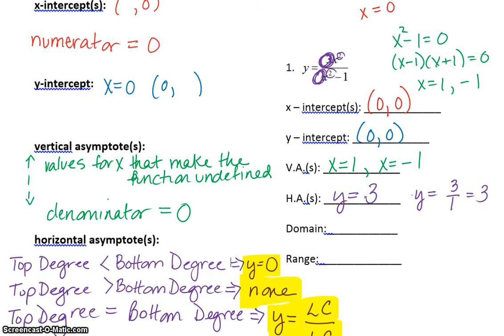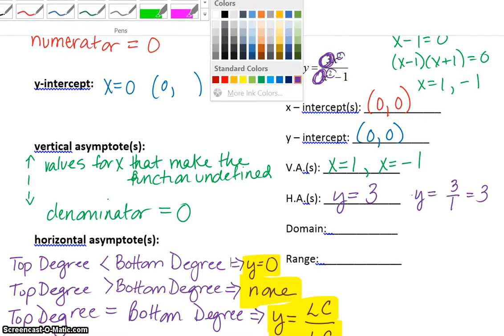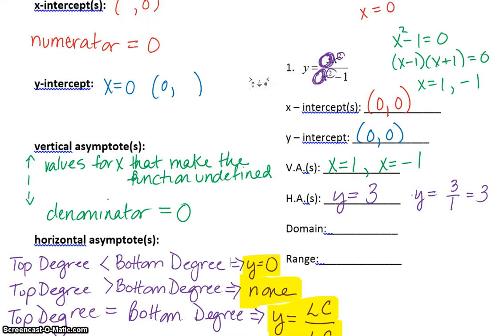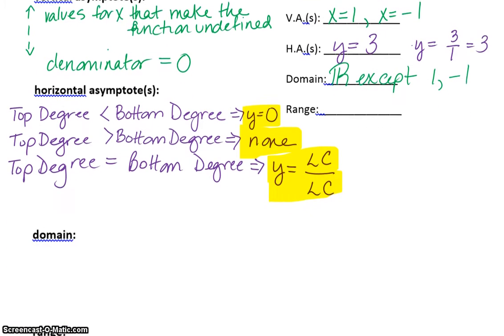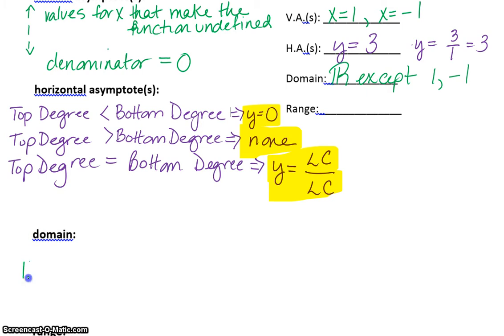Now the domain is always all reals except where x can't be. Okay? And where can't x be? X can't be where the vertical asymptote is. Okay, so what we're going to do here for domain is we're going to say that this is all reals except 1 and -1. This graph, if you look at it, will hit everything except 1 and -1. So down here we can write in that this will be all reals except the vertical asymptotes.